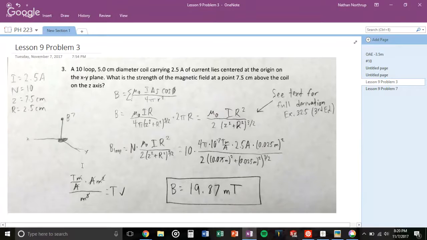And here's our unit analysis, and it does come out to Teslas, which is a good thing. And just a quick note, you'll notice this looks kind of like the Pythagorean theorem. That's because it is. That's where this comes from. This is originally that R up here turns into this.